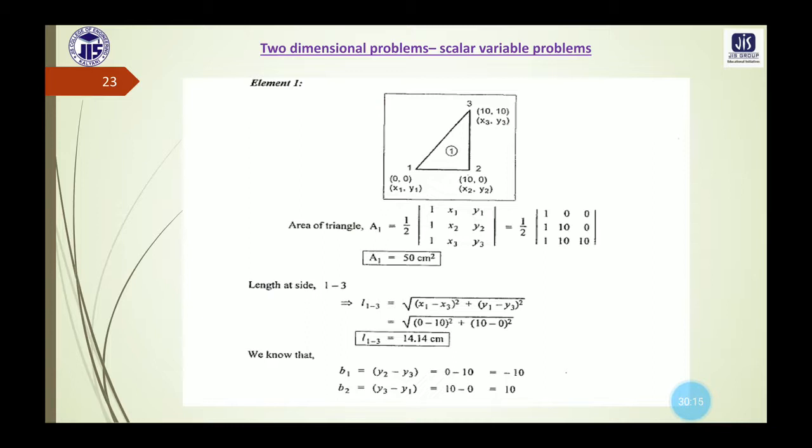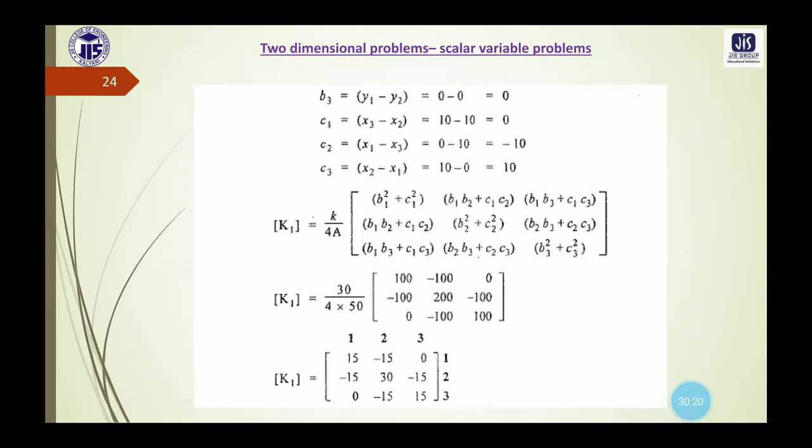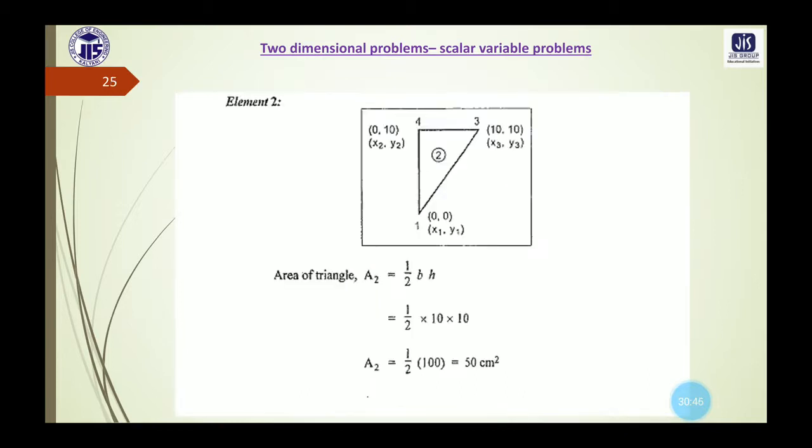Next we need to calculate the values of b1, b2, b3, then c1, c2, c3, which are related to the coordinates of the nodes. Then finally we need to put all these values of the area and b1, b2, b3, c1, c2, c3 in the formula of the stiffness matrix for the conduction, and finally we are getting this representation of the stiffness matrix for conduction heat transfer.